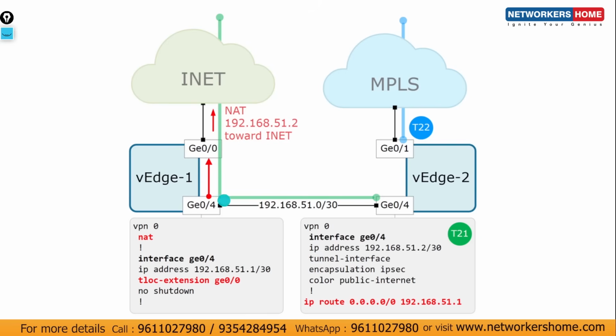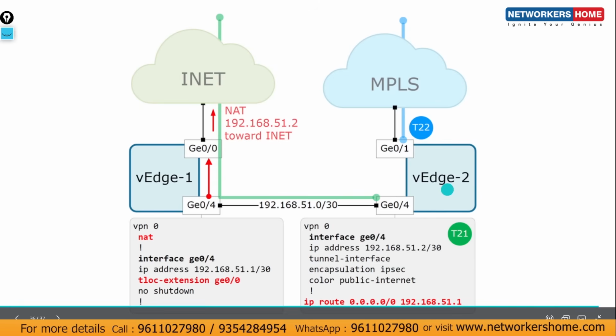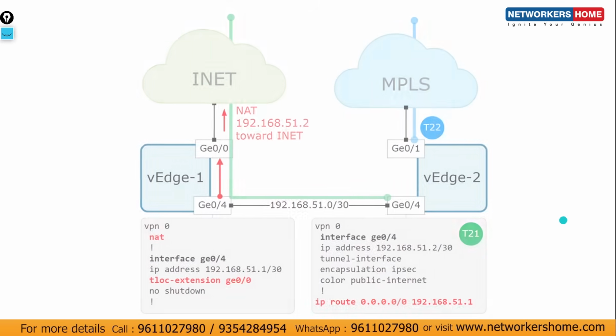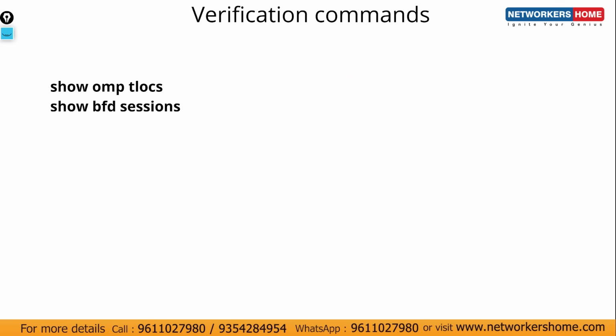So this circuit is being brought up here, which will actually extend up to here, and a default route on VH2, right, so that you can go to the internet, because this is going to be a default gateway for all devices. The internet traffic will be passing here. What are some of the verification commands for TLOC extension? Very simple, two commands are there: show OMP TLOCs and show BFD session.